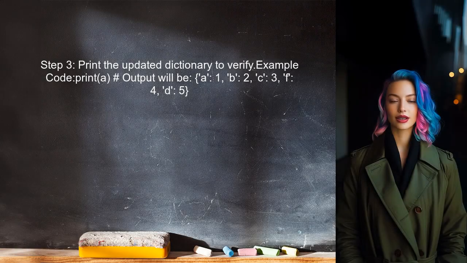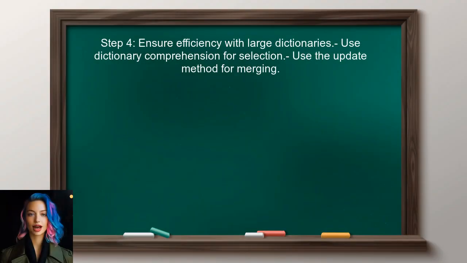Now, the user can print the updated dictionary to verify the changes. This will show the original dictionary with only the selected key value pairs. Finally, the user should ensure that this method is efficient, especially since the original dictionary is large. The dictionary comprehension and update method are both memory efficient.